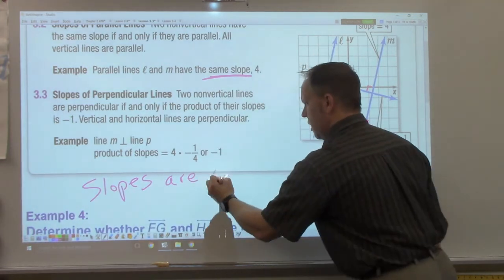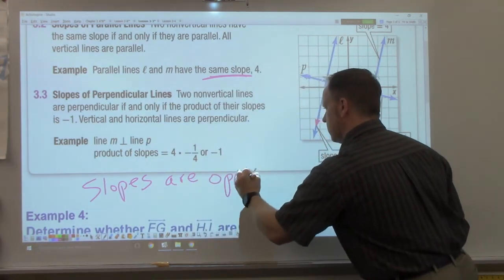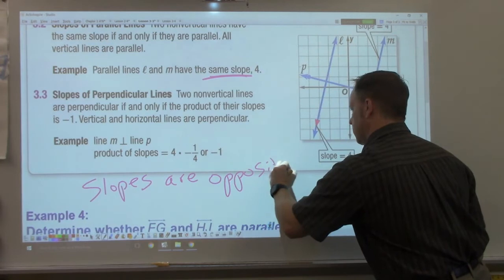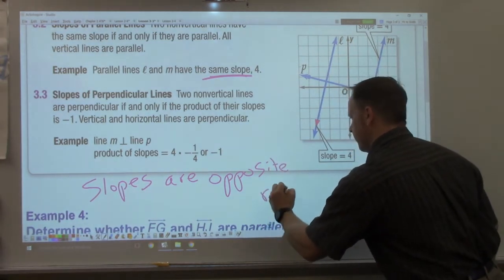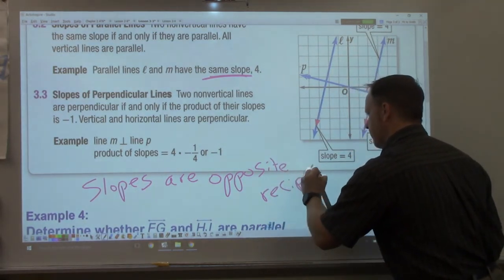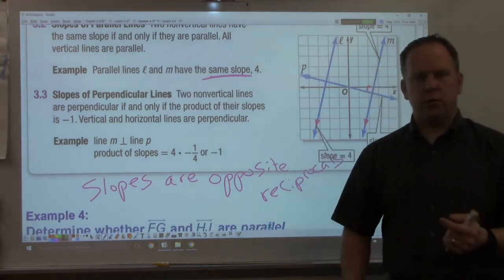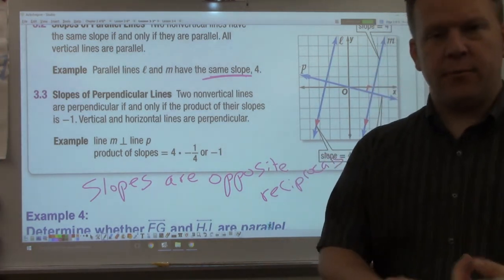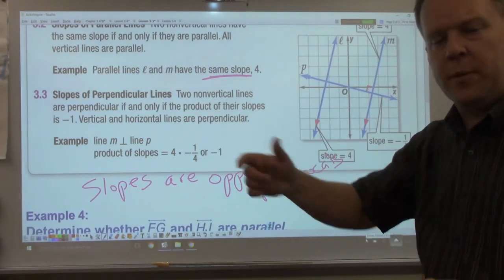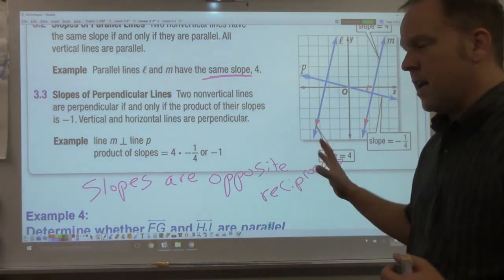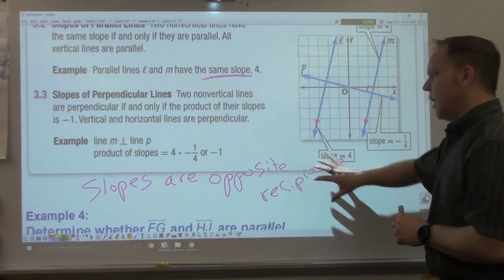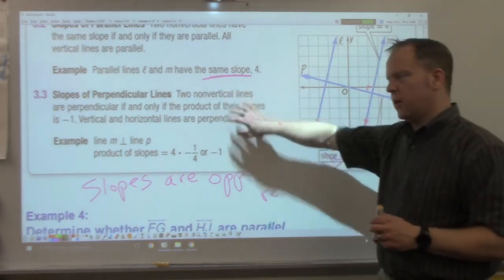Their slopes are opposite reciprocals. Opposite reciprocals. One's positive, one's negative. Reciprocal: you take the fraction and you flip it. That's why I like to keep my slopes as ratios. Okay? Opposite reciprocals for perpendicular lines.